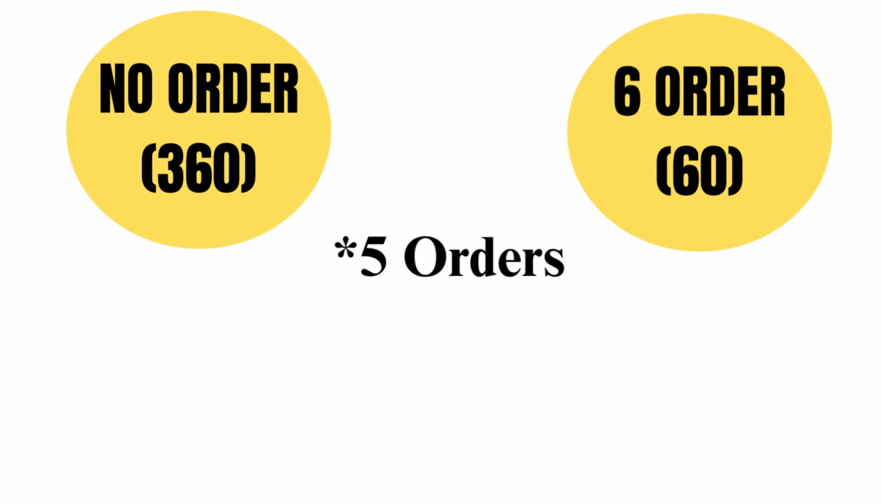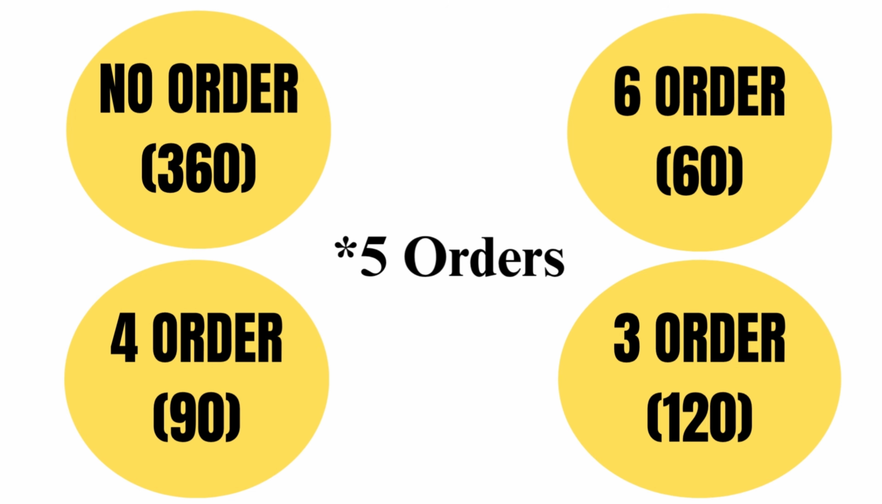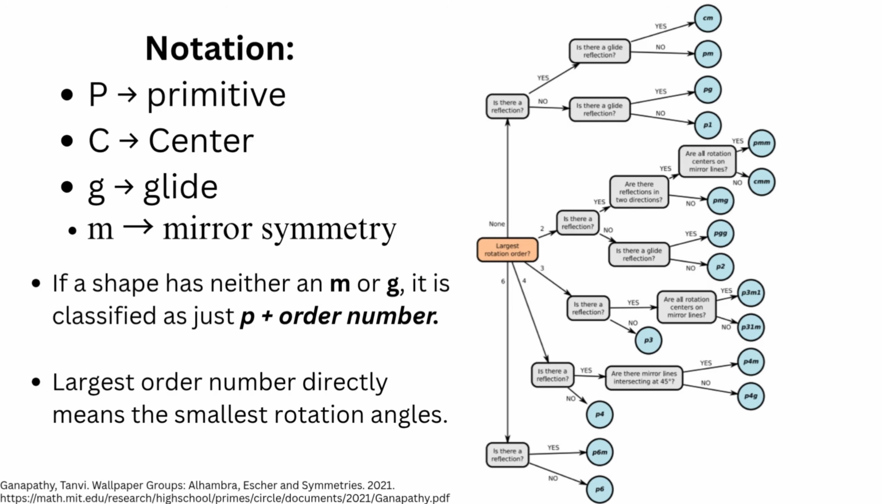There are 4 types of orders. Either there is no order, in which case the only way you can rotate a tile completely is 360 degrees. 6th order is 60 degrees. 4th order is 90 degrees. 3rd order is 120 degrees, and 2nd is naturally 180 degrees. To fully understand this, we can take a look at this tree. As you can see, each of the notations have their own meanings.